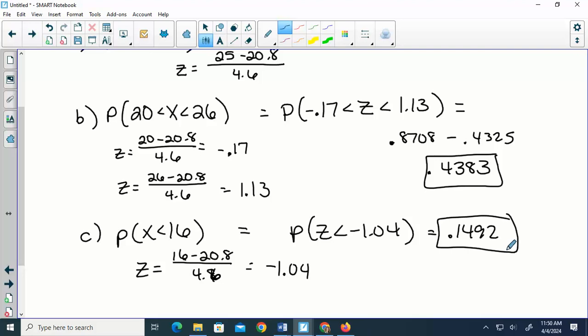So change them to Z's. Less than is the number from the table. Greater than, you do 1 minus. And if it's between, you have to subtract the probabilities. Is that okay?